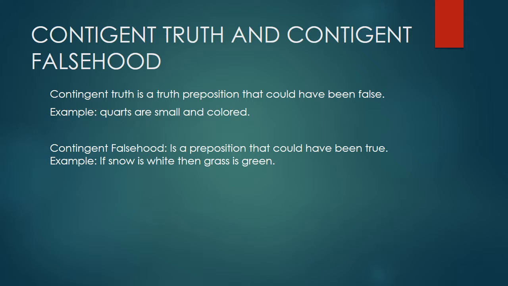Contingent truth and contingent falsehood. Contingent truth is a true proposition that could have been false. For example, quartz are small and colored. Next one will be contingent falsehood. It's a proposition that could have been true. Example, if snow is white, then grass is green.